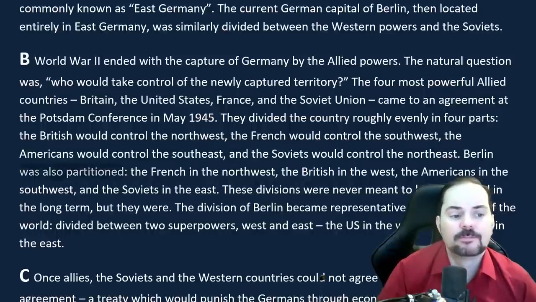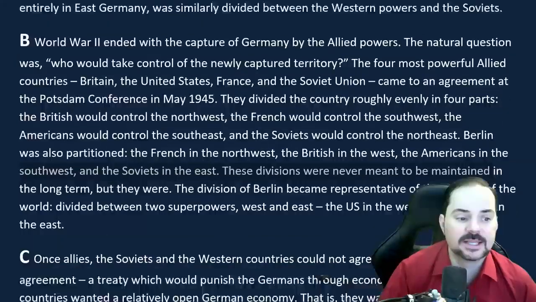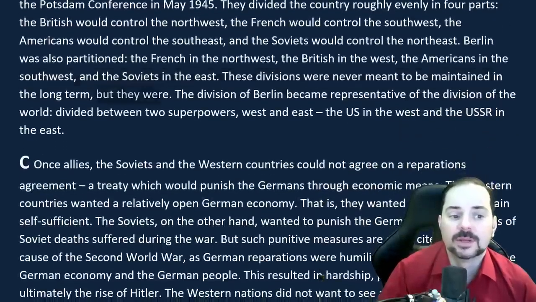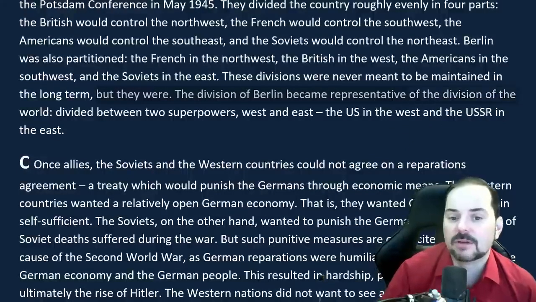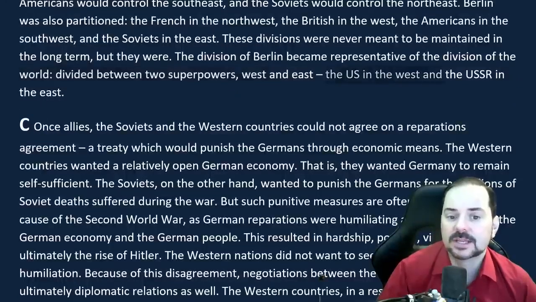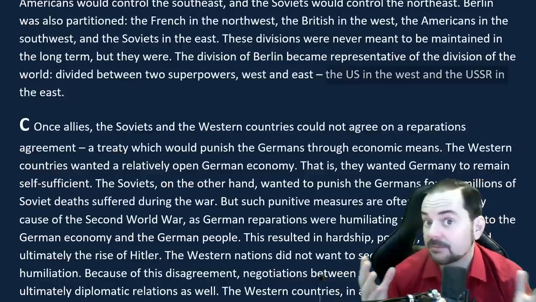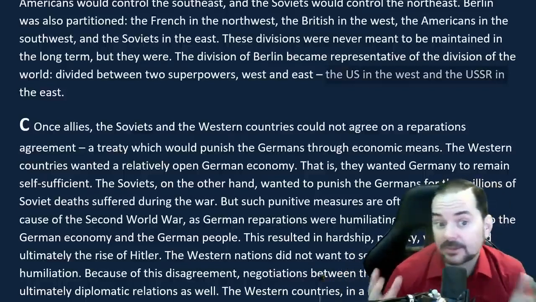Berlin was also partitioned. The French in the northwest, the British in the west, the Americans in the southwest, and the Soviets in the east. These divisions were never meant to be maintained in the long term, but they were. The division of Berlin became representative of the division of the world, divided between two superpowers, West and East. The US in the West and the USSR in the East. Hey, does that kind of sound like a familiar story in what's happening in the world today?